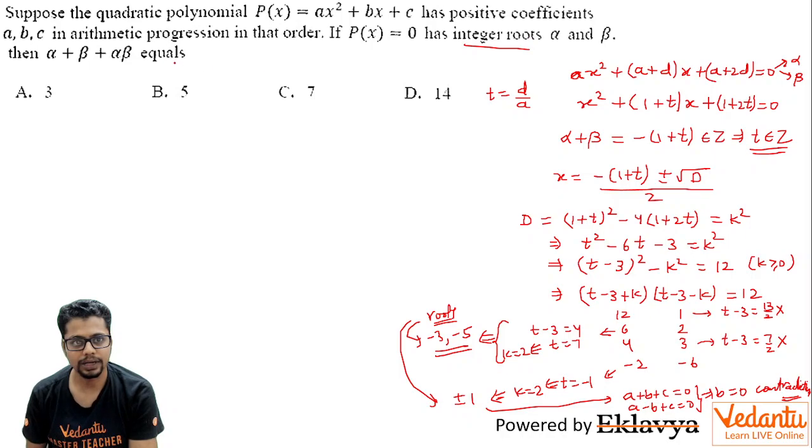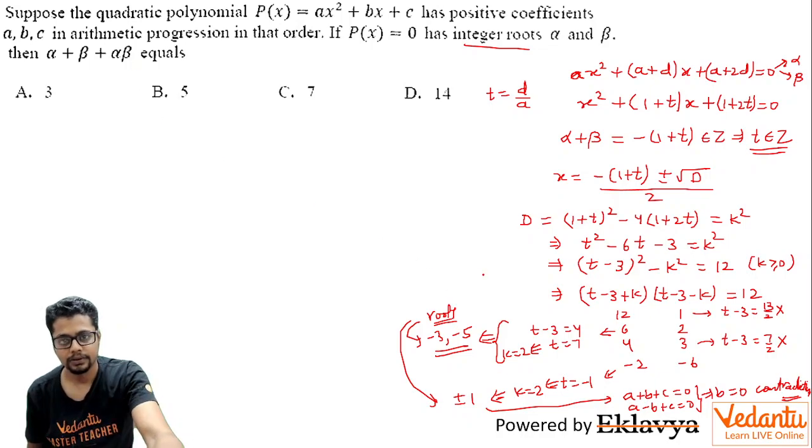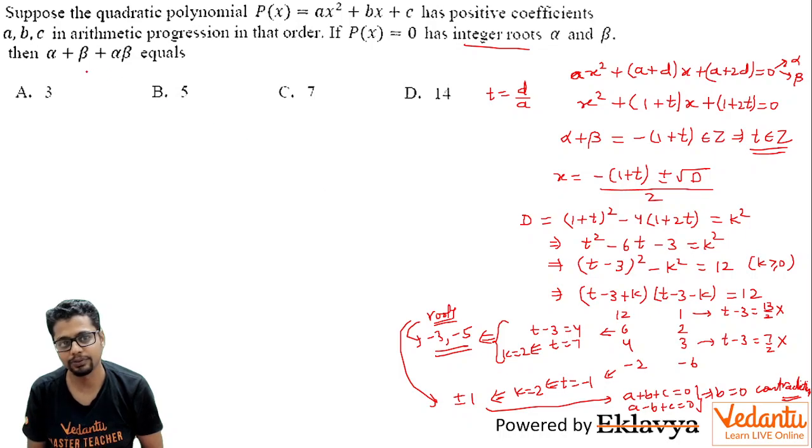So what about alpha plus alpha beta? It is minus 8 plus 15, or you may say it is minus b by a plus c by a. Anyway, we have got the roots minus 3 and minus 5. You put it here, you get minus 8 plus 15. 7 is the answer. C is the answer.